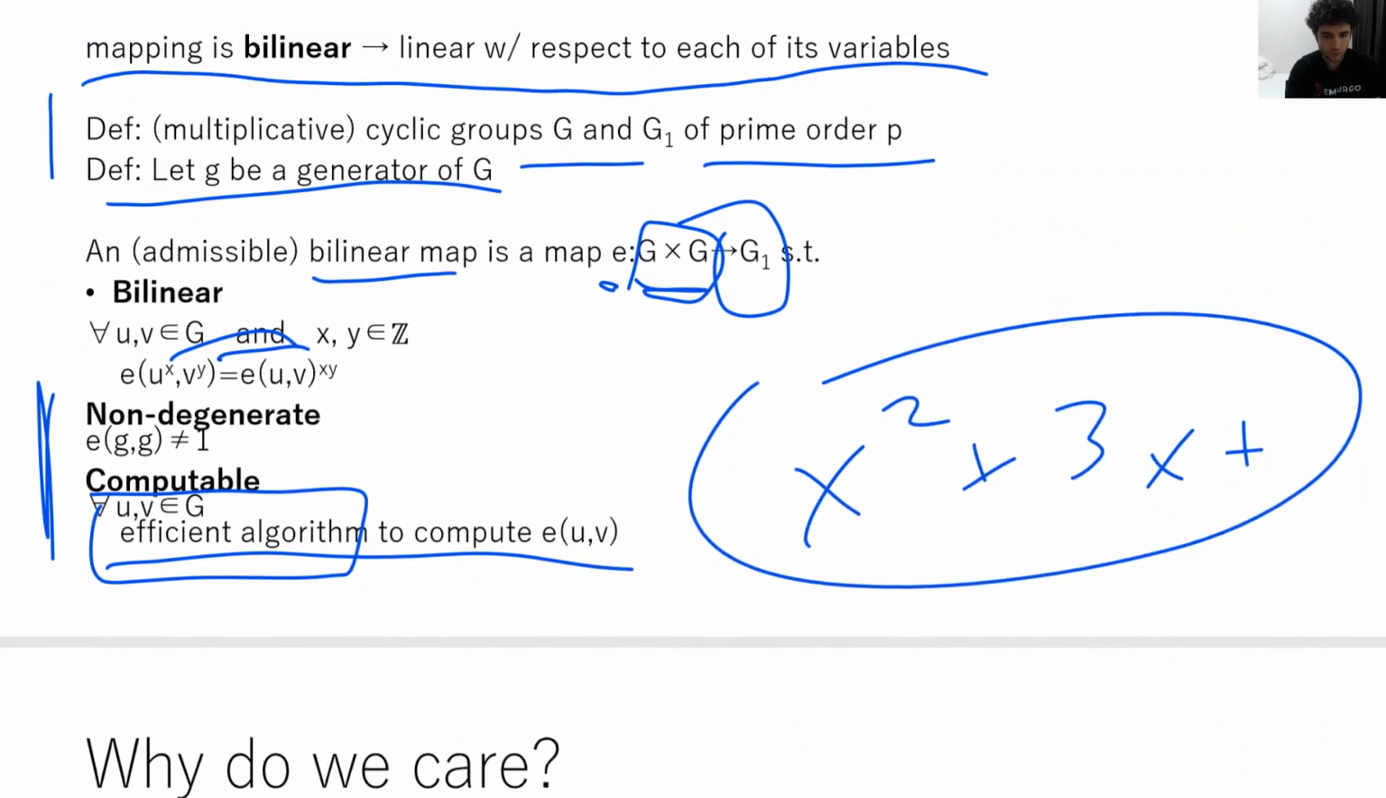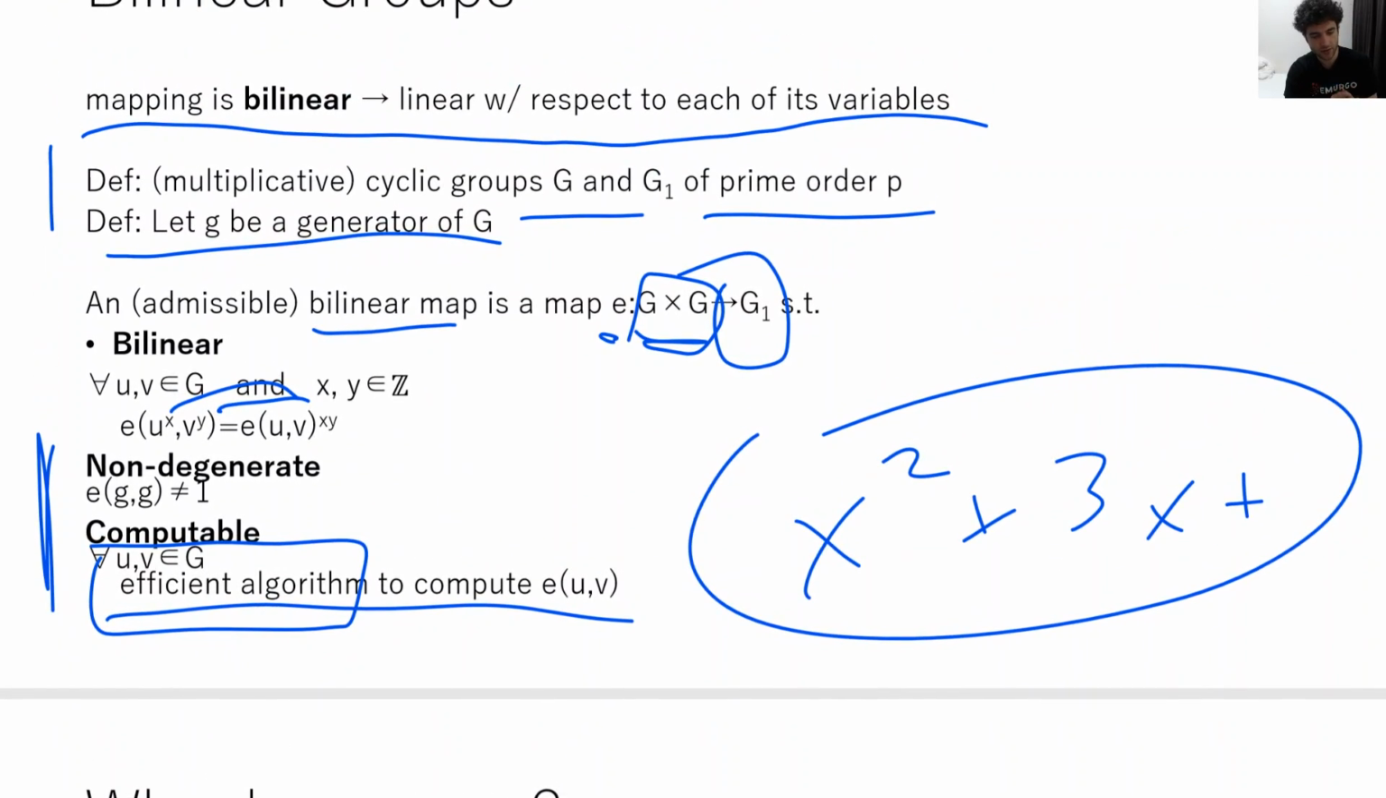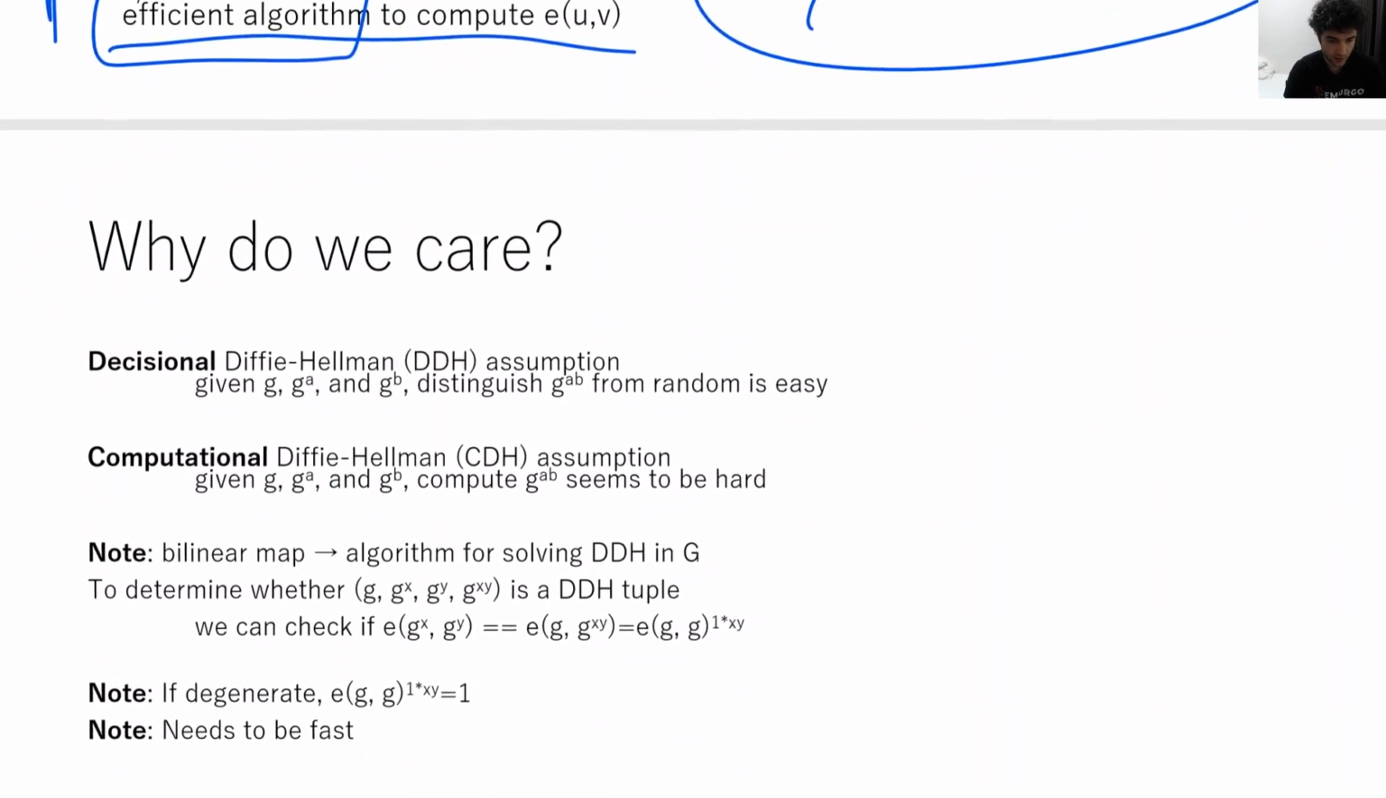Okay. So now that I've introduced these concepts to you, or maybe possibly old concepts, now it's why do we care?